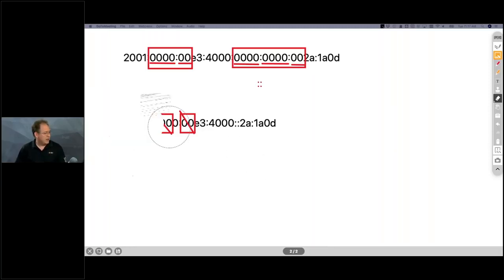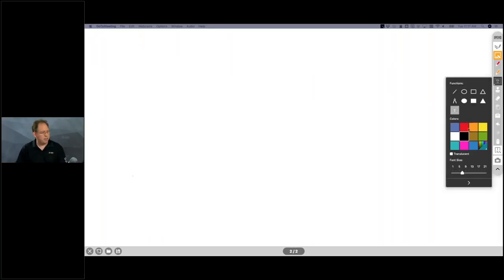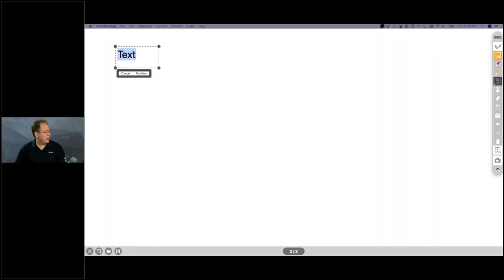So here we go. Let's go ahead and delete all this, and let's put in an IPv6 address here that we can actually practice this with. All right, so here we go. 2003.004D.